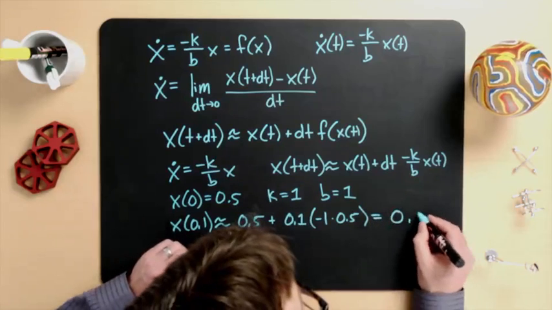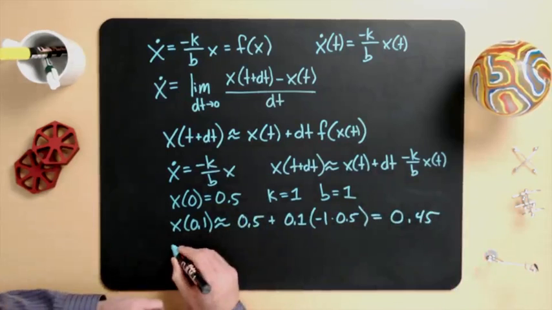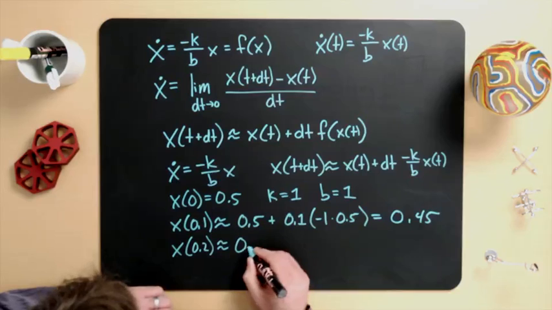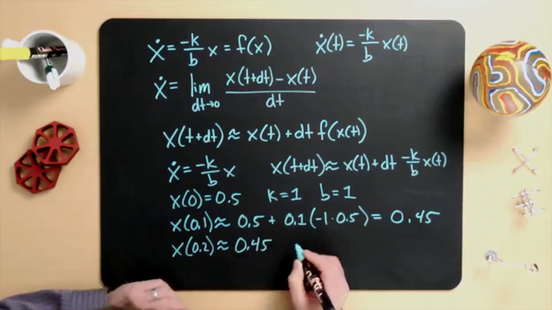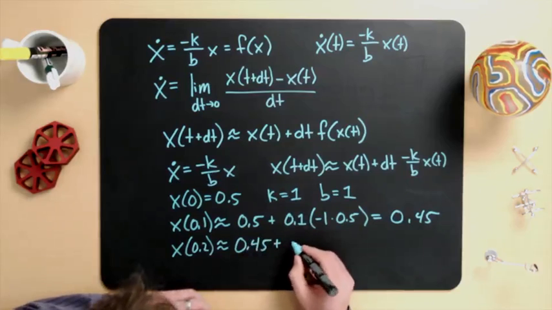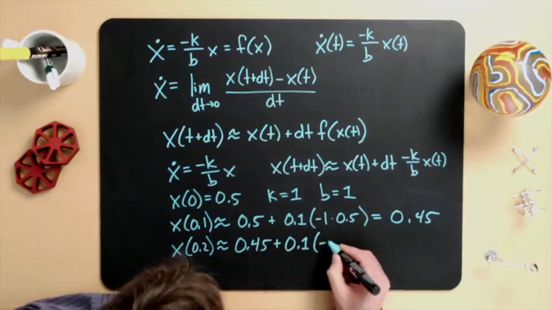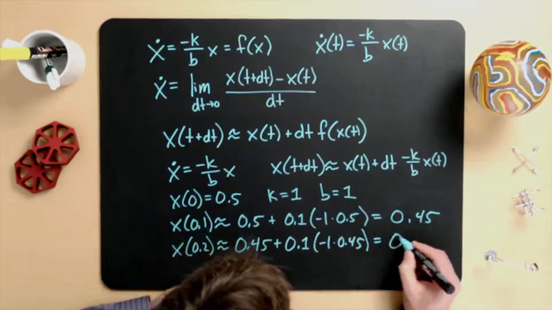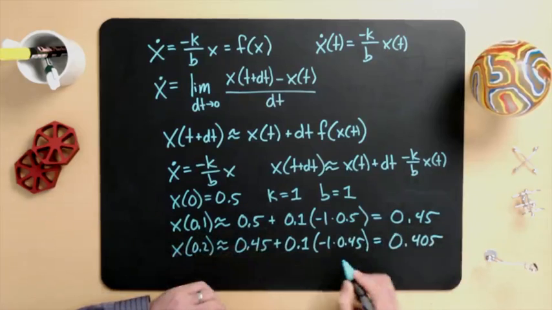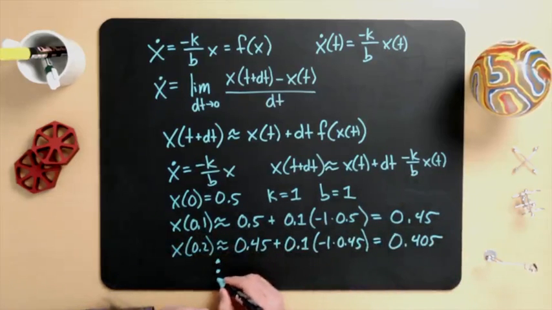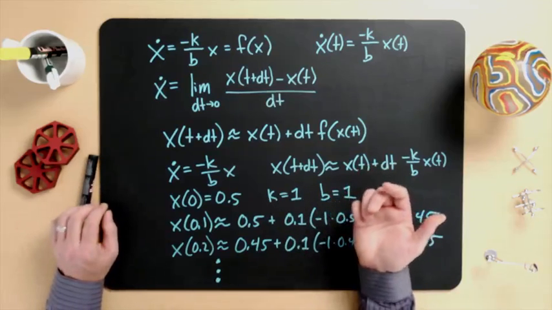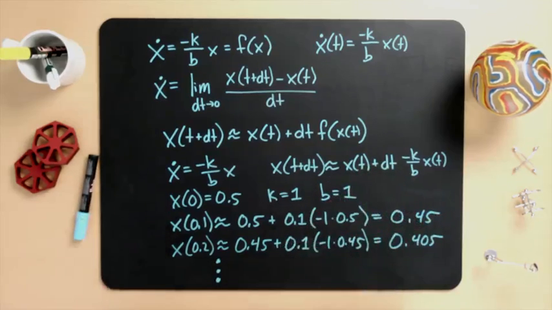That's equal to 0.45. Now, if we wanted to approximate x at 0.2, we could do the same thing where now x at 0.1 is equal to 0.45. Then we add dt times minus 1 times 0.45 again. And here we get 0.405. We could continue this process for x at time t equals 0.3, x at 0.4, and x at 0.5, and so on. In case you haven't guessed, this process could get really annoying over time, so this is why we have a computer do it.